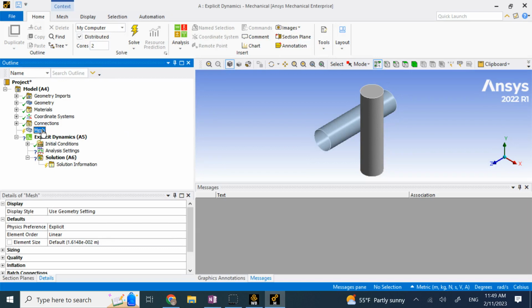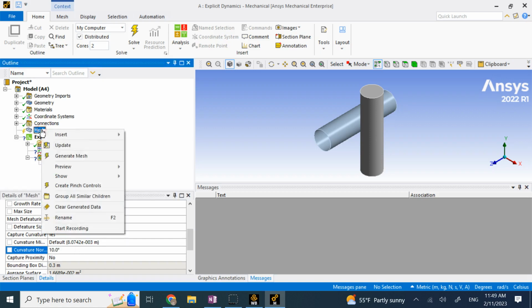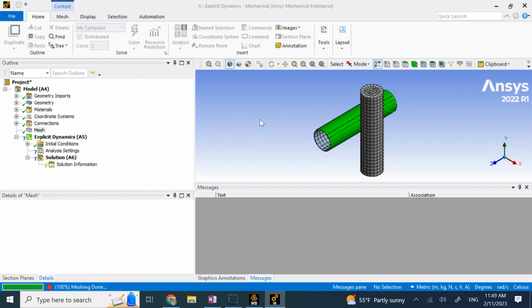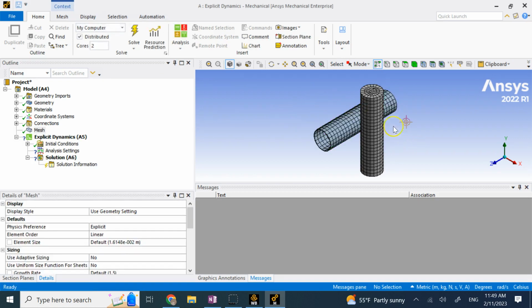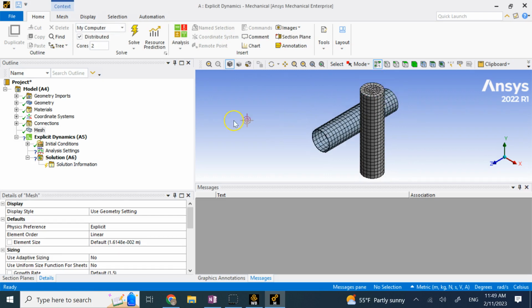So here I go to mesh, and here I go to this curvature angle, and instead of 72 degrees, I use 10 degrees. So it gives me a lot more mesh elements, okay? And then generate the mesh. If you want, you can use a smaller angle, so it gives you a lot more mesh elements. So this is enough for the sake of this simulation.